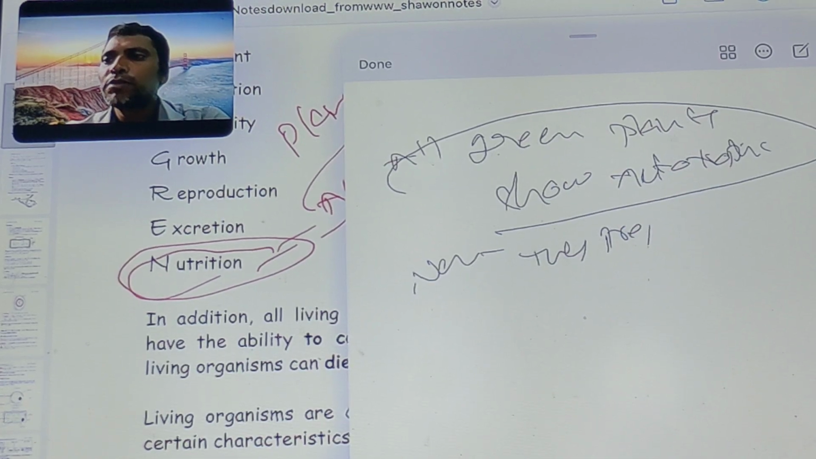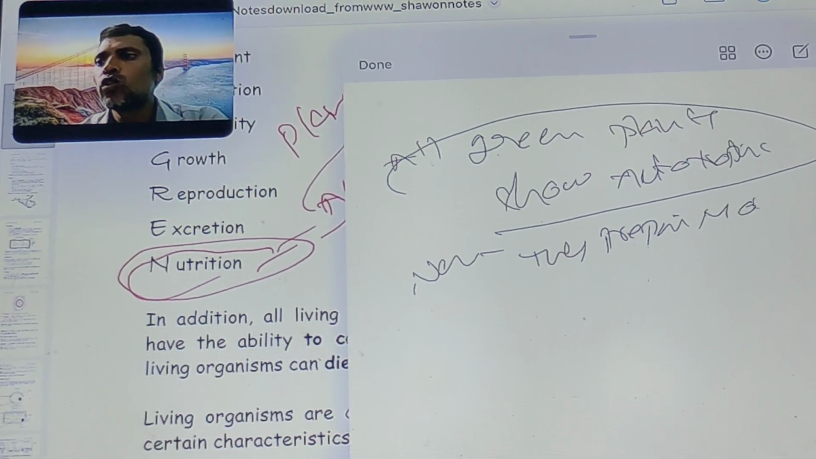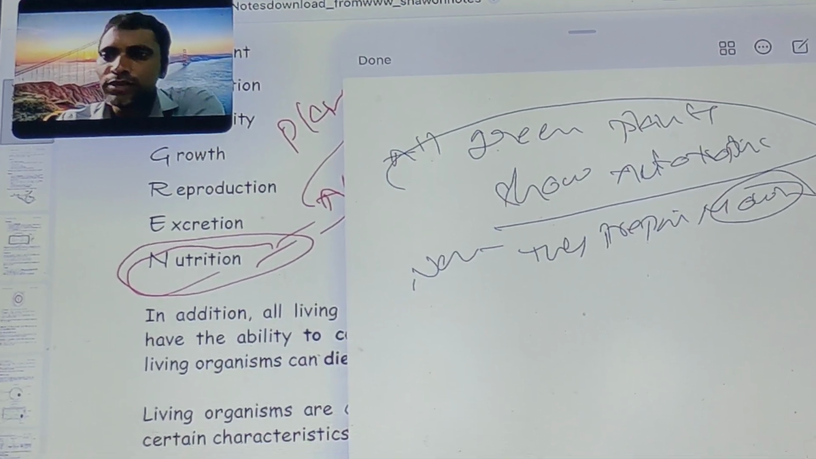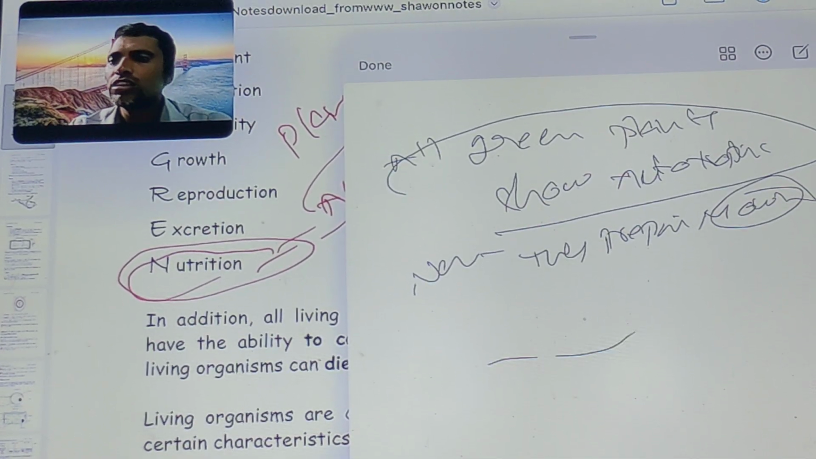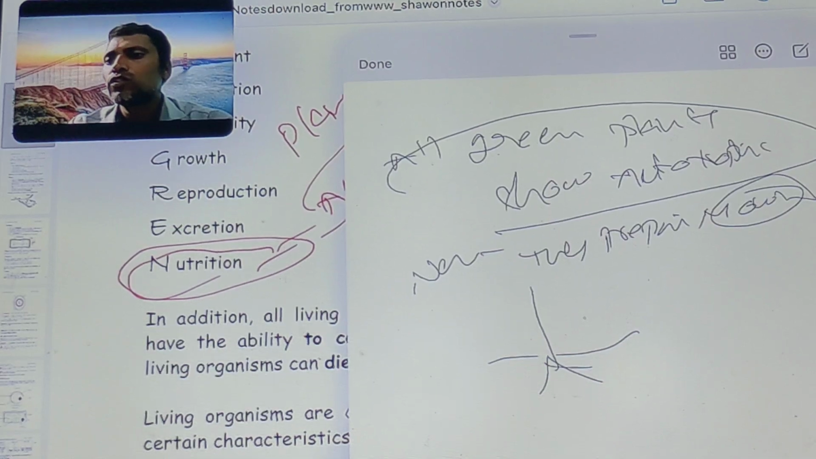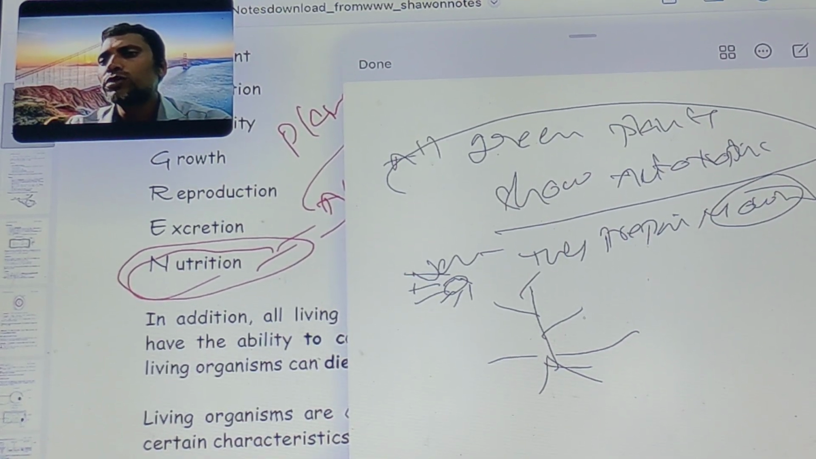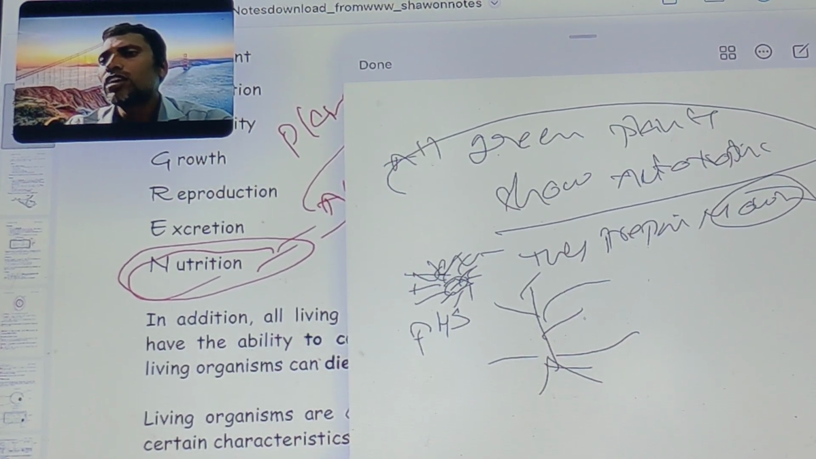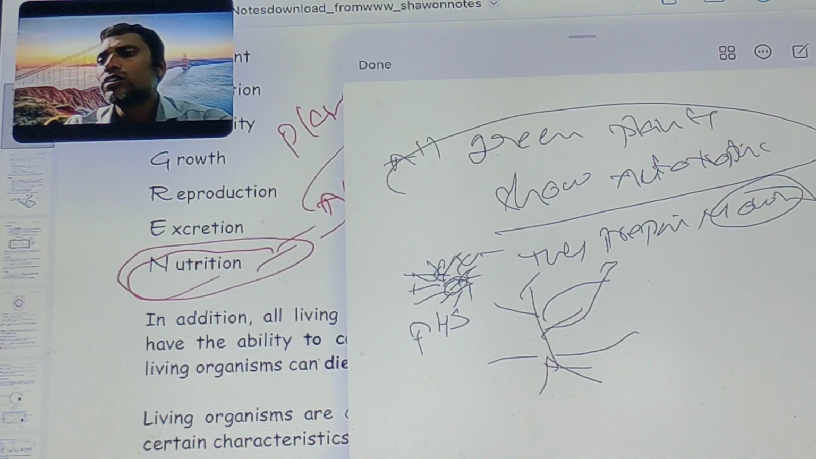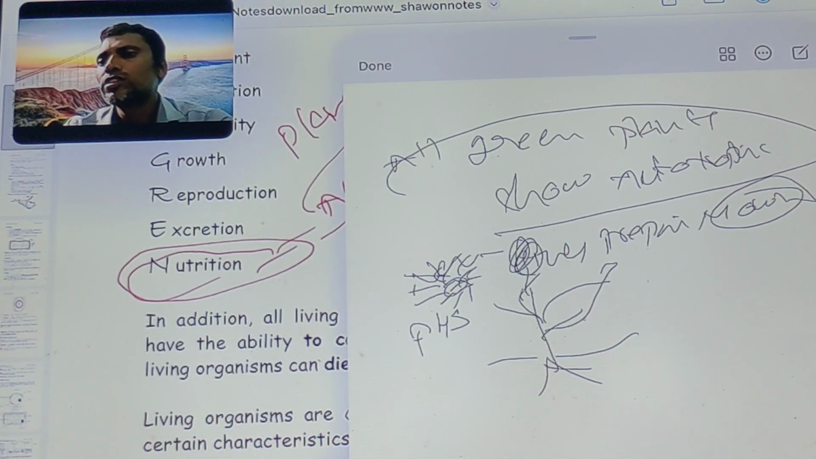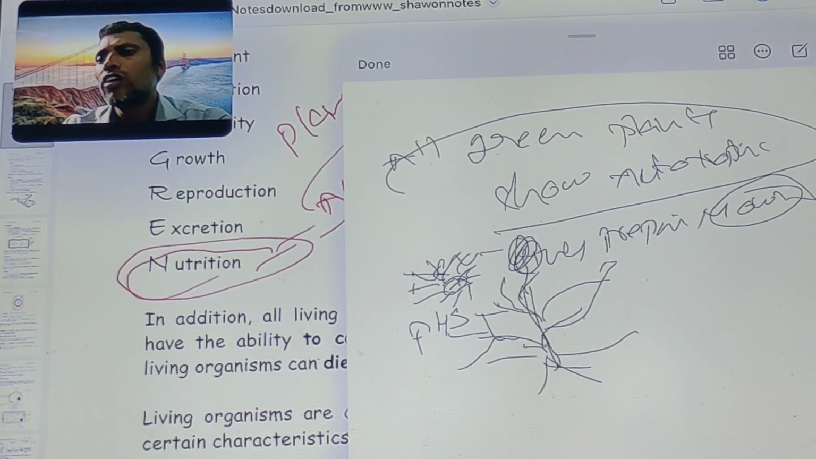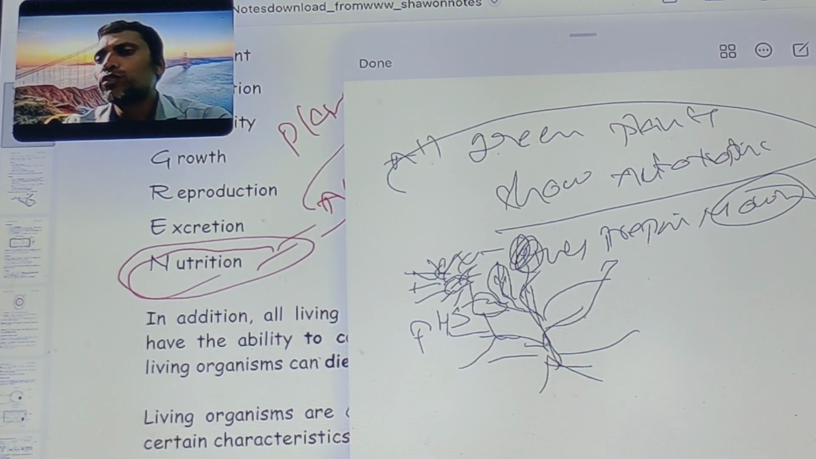They prepare their own food; they cannot depend on others. Why? Because of the process we call photosynthesis. In photosynthesis, the light reaction takes part in the photosystem. The leaf is the main part of photosynthesis.